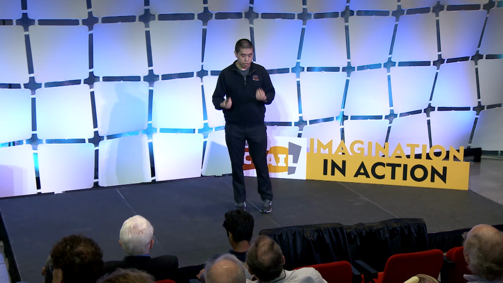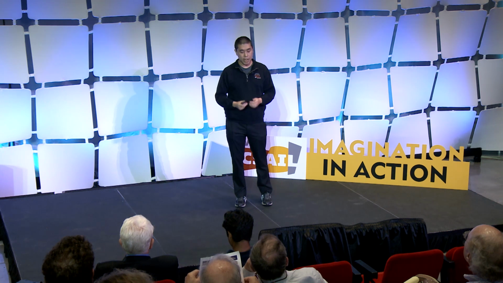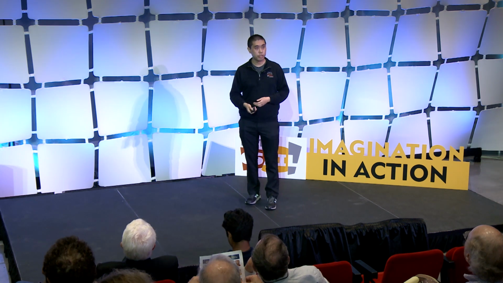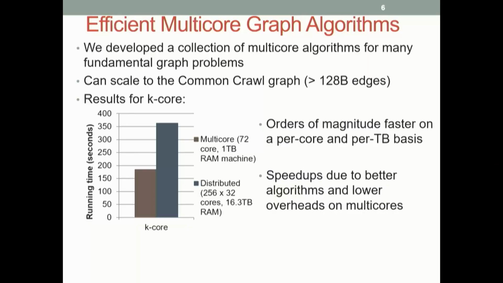So we see that we're faster in terms of absolute times, but we're orders of magnitude faster on a per core and per terabyte basis because we're using significantly fewer resources. And the reason for these speedups is first due to having better algorithms that do less work overall and have more parallelism, as well as being able to take advantage of the lower communication overheads on multi-core machines compared to distributed memory.